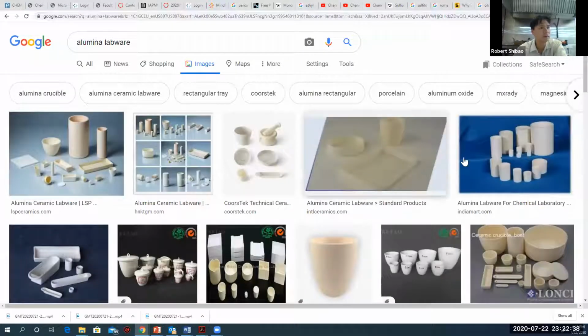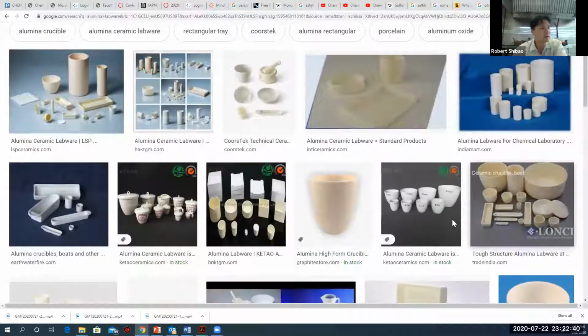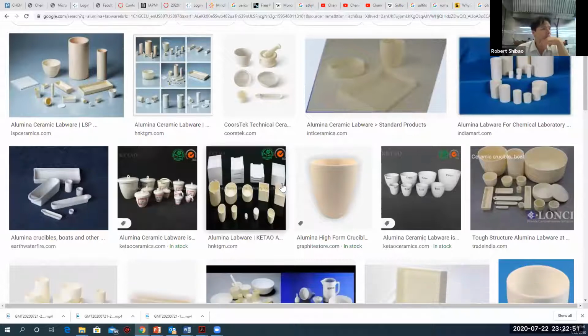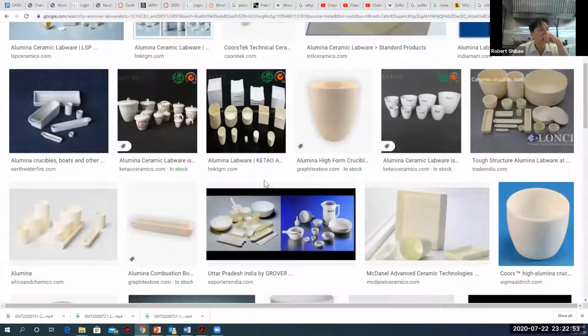All this stuff is really tough too. Well, it can chip and stuff, but it's really tough. It's not like porcelain. This stuff is way better than porcelain. But it also makes it extremely unreactive.